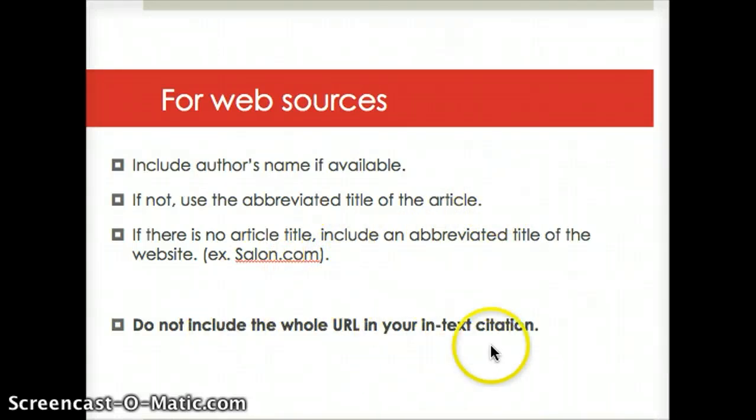You do not include the whole URL. I don't want www.salon.com, blah, blah, blah. No, you don't need any of that. You just need the brief information that would help the reader find that exact piece of writing if they needed to. So just an abbreviation so it doesn't disrupt your writing either. You don't want your paragraph to be full of web addresses, right? Because that's very distracting to the reader.